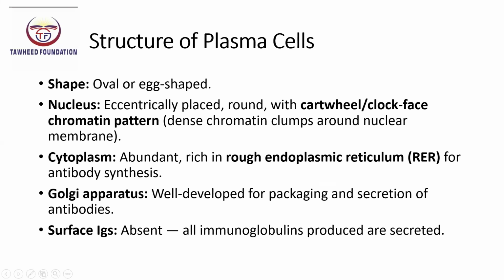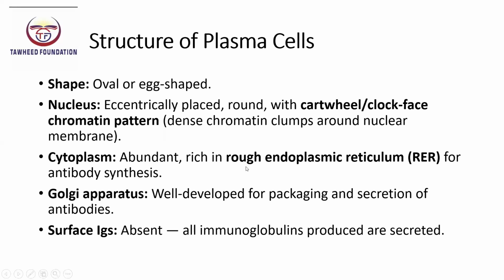Next is structure of plasma cells. Plasma cells are typically oval or egg-shaped. Their nucleus is eccentrically placed and exhibits a characteristic cartwheel or clock-face chromatin pattern formed by dense clumps of chromatin around the nuclear membrane. This unique pattern is often used as a histological hallmark for identification.